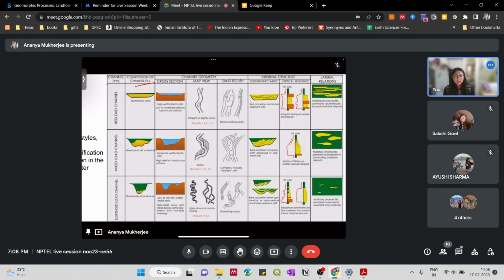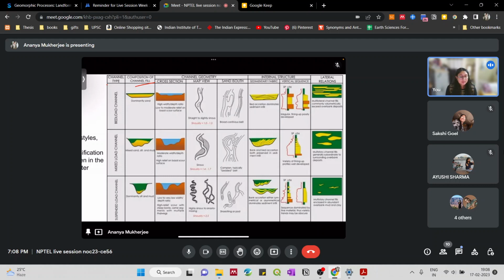Then the cross section of a bed load channel will be such that the width is much larger compared to the depth of the channel. This usually occurs in low to moderate relief, and mostly this is going to give you a straight to slightly sinuous nature in the channels.